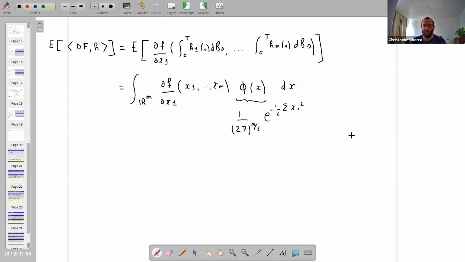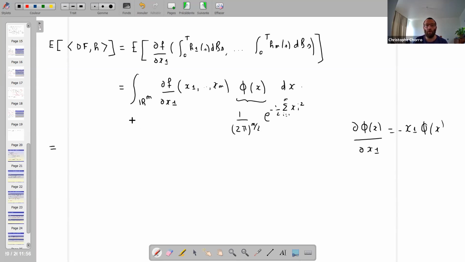I remark in particular that the derivative of phi of x with respect to the first variable can just be written as minus x1 phi of x. Simply, I compute the derivative with respect to the first variable, where the sum is taken from 1 to n. And now we are going to do an integration by parts with respect to the first variable.